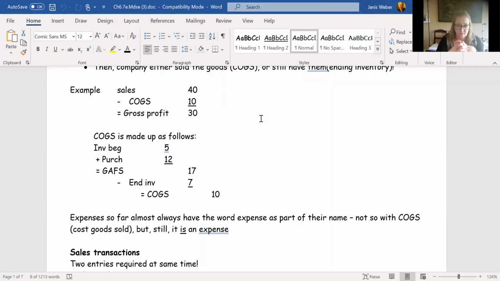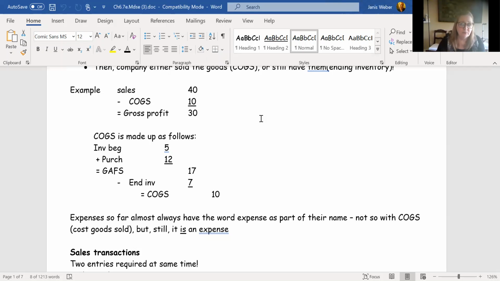Okay, so let's just assume that in this case where we had cost of goods sold of 10, it was made up of this. Inventory at the beginning had been 5. This is the cost of the inventory. Plus we purchased $12 more of inventory. That gave us goods available that we could sell of $17, or $17,000, or 17 million. It can be anything. We're just using small numbers so we can relate to it.